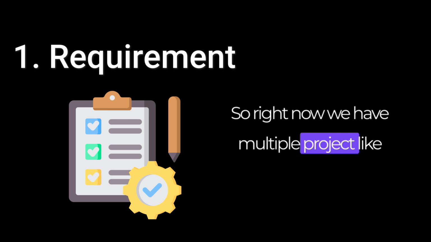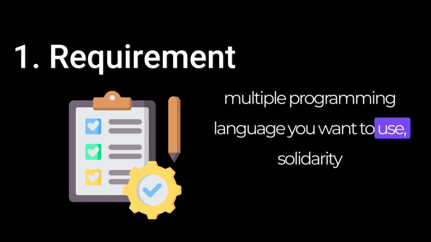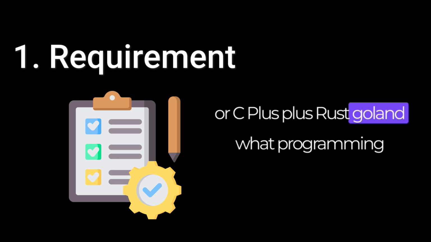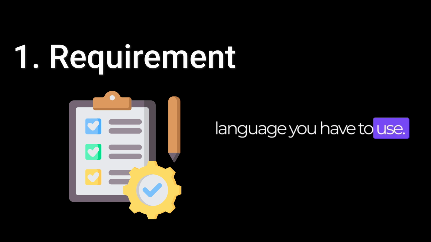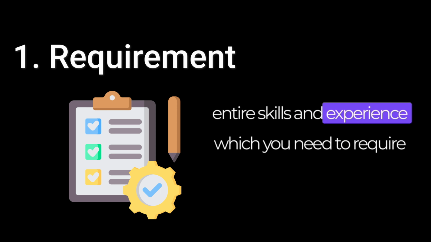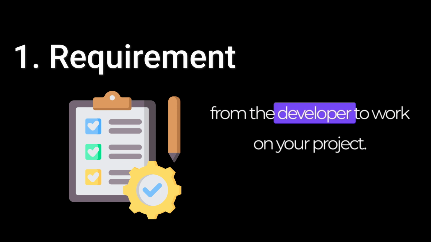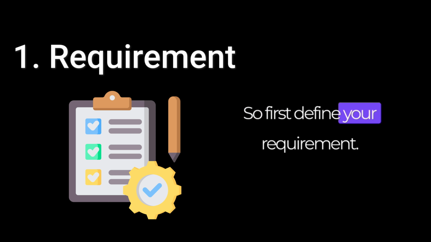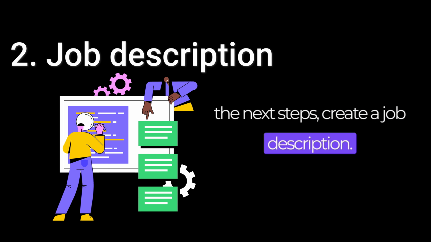Right now we have multiple programming languages. Do you want to use Solidity, C++, Rust, or Golang? What programming language do you have to use? So first you have to define and outline the entire skills and experience you require from the developer to work on your project. So first define your requirement. Once you're done with that, move to the next step: create a job description.